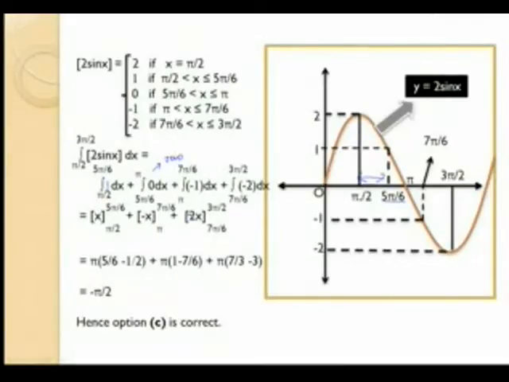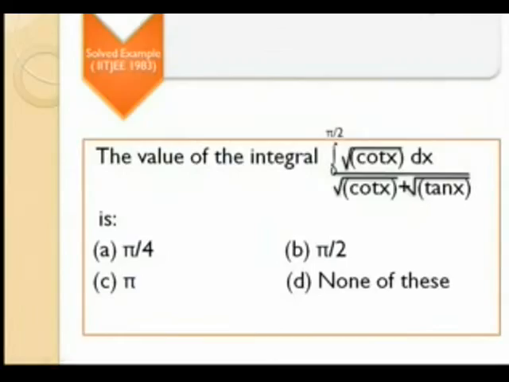Now this further reduces to pi times (5 by 6 minus 1 by 2) plus pi times (1 minus 7 by 6) plus pi times (7 by 3 minus 3), and so when we solve this we get I equal to minus pi by 2, and this is nothing but option number C, and so we can say that option number C is correct. Here we have very extensively used property number 2. So let's try to see one more IIT problem.